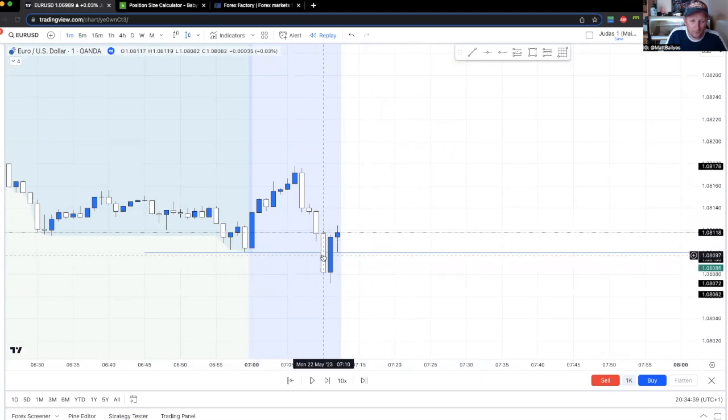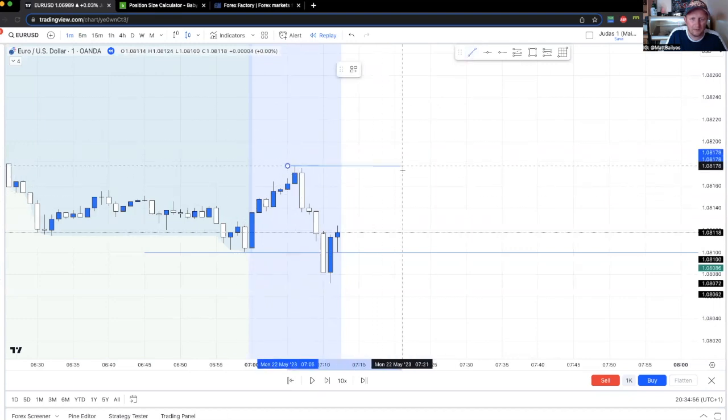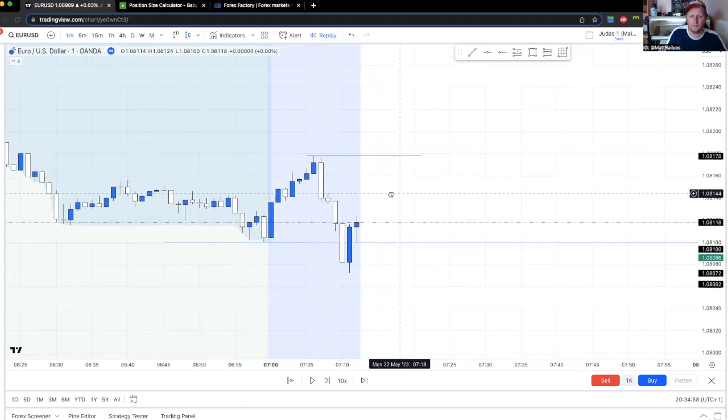We swept the Asia low. Now we're going to look at this candle right here. Did it break the previous candle low? Yes, it did. Did this one break that one? Yes, it did. Did this one break that one? Yes, it did. Did this one break this one? Yes, it did. Did this one break this candle low? No, it did not. But the next candle did. So this becomes our fractal high.